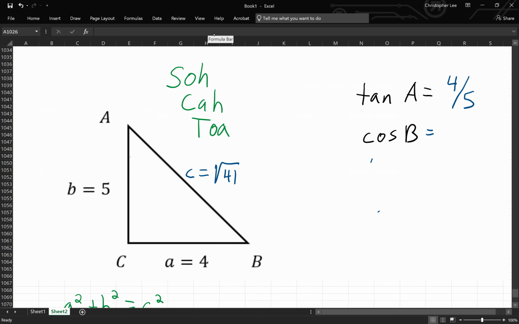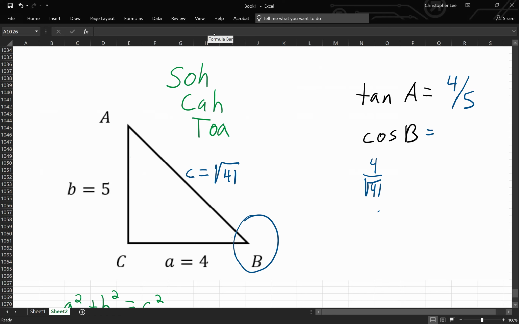4 over radical 41. That's it. So look, I'm here at B, right? Opposite B is leg B, but adjacent to B is leg A. Adjacent means next to. So 4 over radical 41.